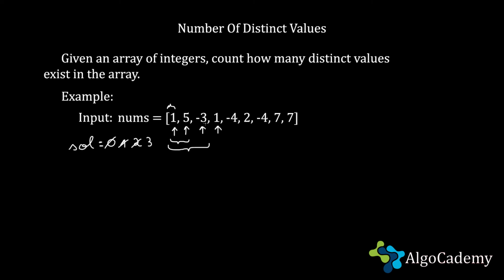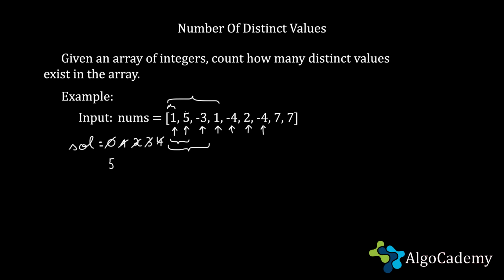Which means that I've already incremented the solution and taken the value into account, so I won't do it again. And I just jump to the next one. -4. Again, take a look on its left: 1, 5, -3, 1. I wasn't able to find an element equal to it, so I can safely increment the solution. Now it became 4. Next element, which is 2. Take a look at all the elements at its left. No 2. This means that I can increment the solution and it becomes 5.